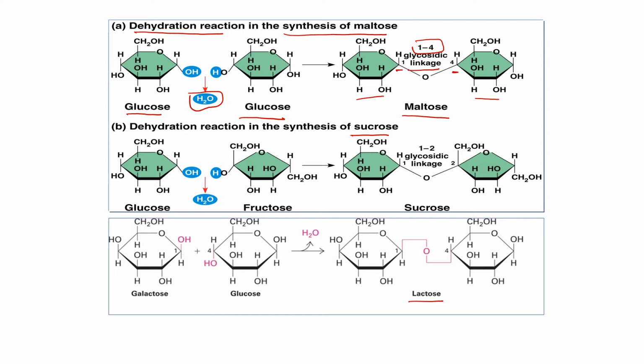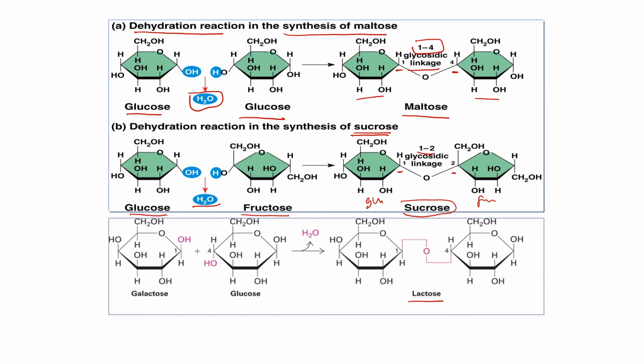Okay, for sucrose, the monomers are glucose and also fructose. So the reaction also involves the removal of a water molecule, and it forms sucrose, and the bond that links between glucose and fructose, we call it 1,2 glycosidic linkage, because it links between carbon number 1 of glucose and carbon number 2 of the fructose molecule.